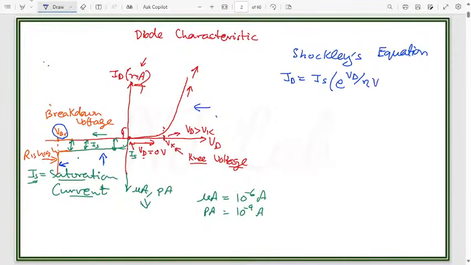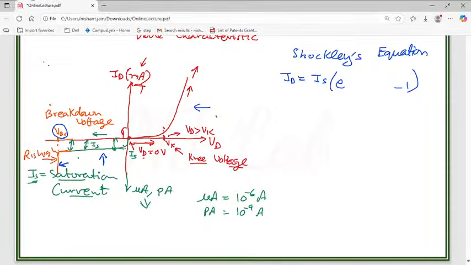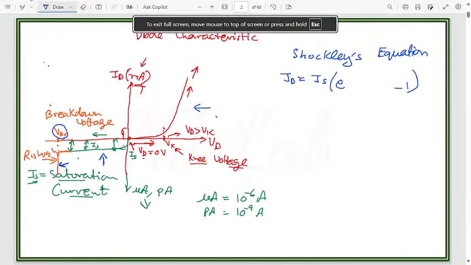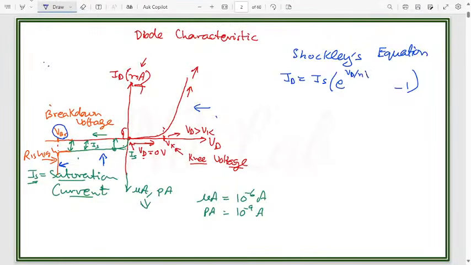minus 1. Right? Let me write it again with some improvement. It is VD divided by eta VT, and this is minus 1. Right?